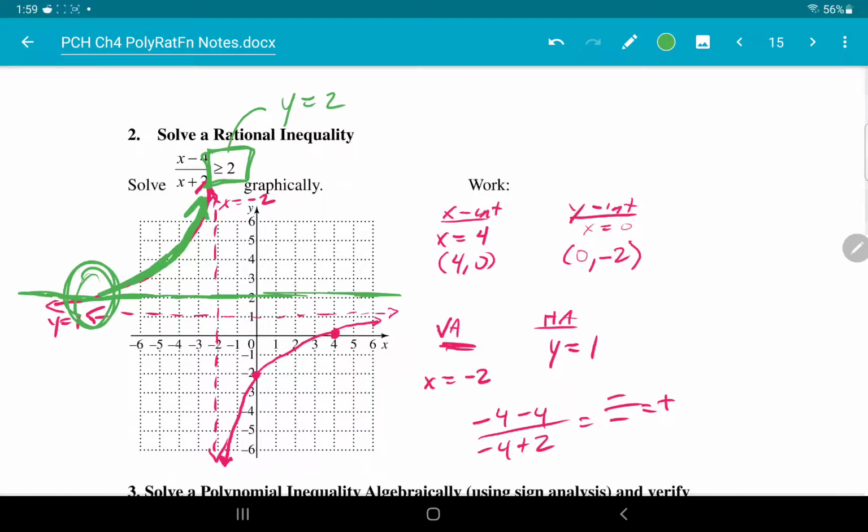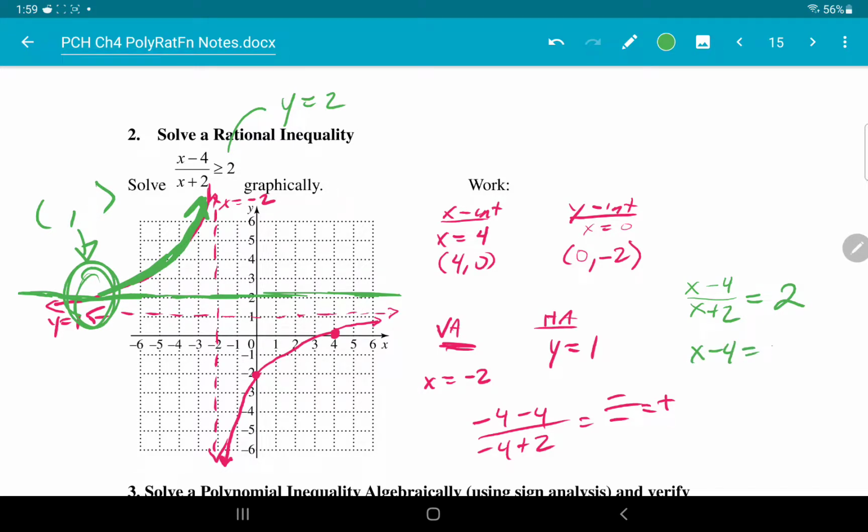So let's go ahead and solve this algebraically then. What we have is the equation x minus 4 over x plus 2. That's our rational function, and we're trying to find out when this is actually equal to 2. Let's find out what the coordinates are that make this true. So let's solve for when x gives us a y value of 2.